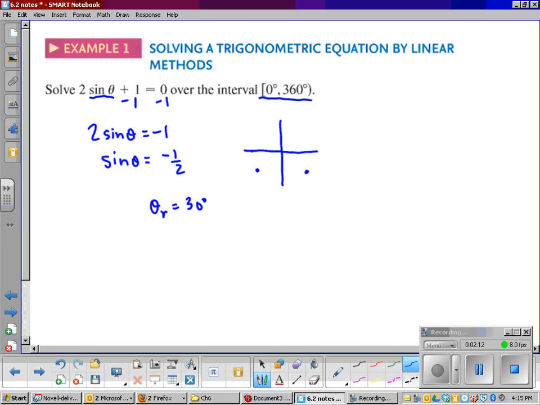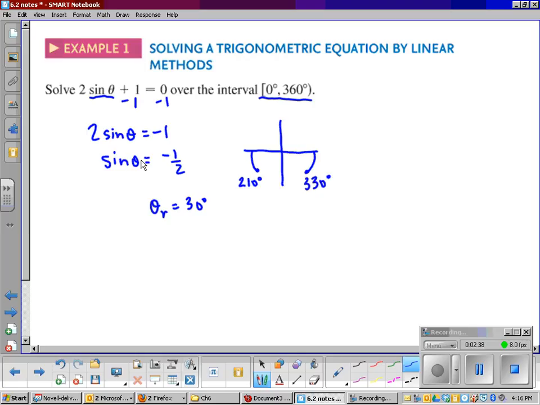But 30 degrees is also my reference angle right here. So if I add 180 plus this reference angle of 30, then I get an angle measure of 210, and that's one of my answers. I also have in quadrant 4 a reference angle of 30 degrees. So if I go all the way around the circle to 360 and back up that reference angle of 30 degrees, then this angle is 330 degrees.